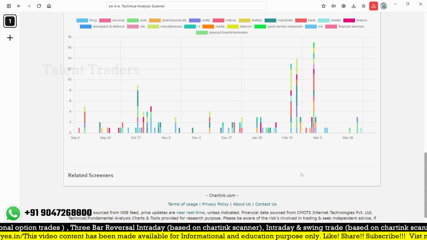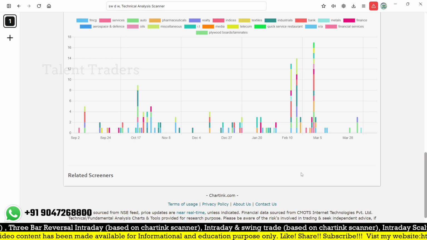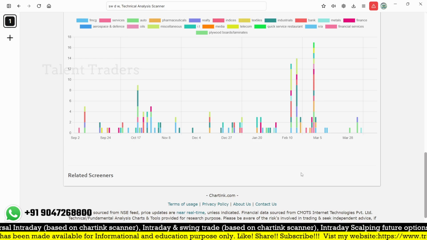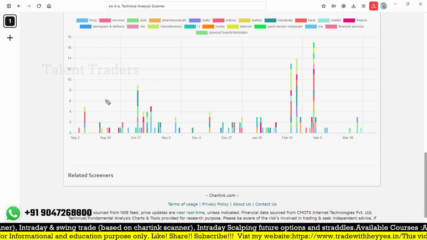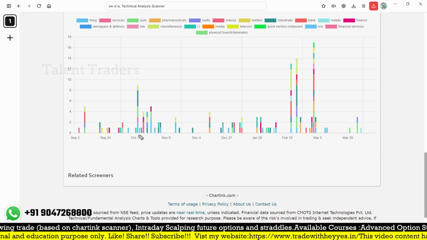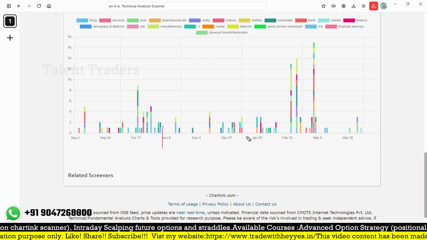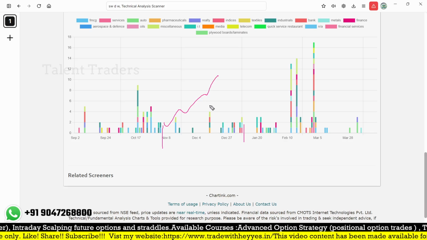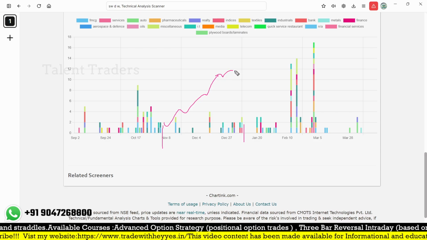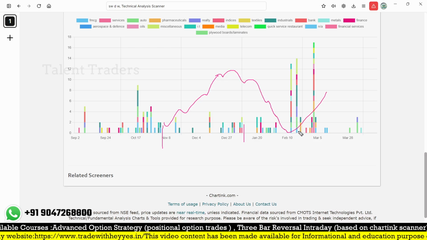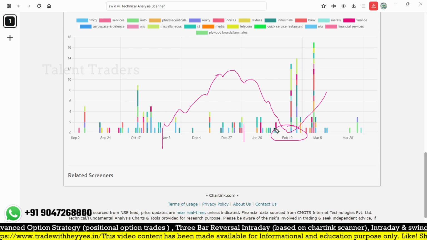After a market correction, we will be able to find many stocks. Because it is swing trading, if the market is in an uptrend, maybe from November to December, we will get very few stocks. After that, when the market is moving down and at any point reverses, we will get a lot of stocks using this particular scanner.